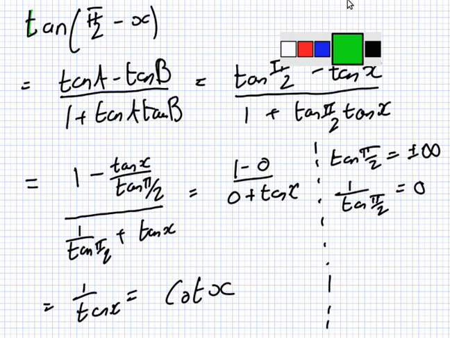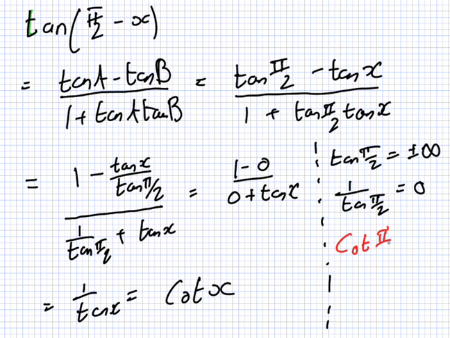Another way of writing this here, 1 over tan pi over 2 equals 0, is we could have said cotan pi over 2 is 0. It's another way of looking at it.